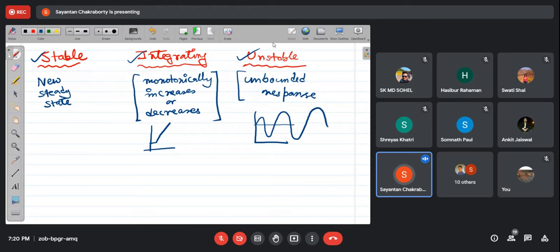There is another important aspect that I should mention here, that is called the inverse response. That is very interesting.